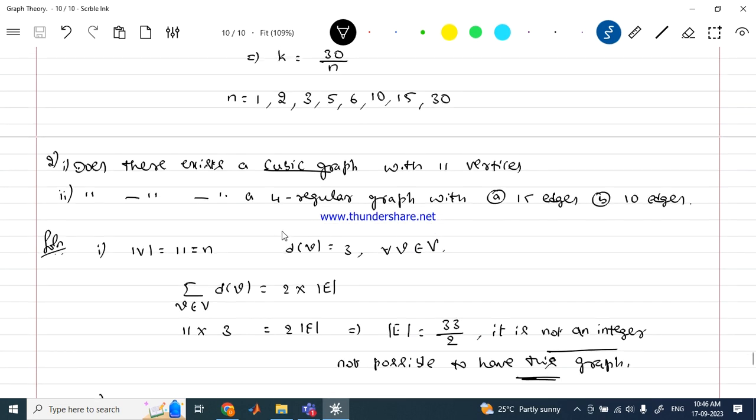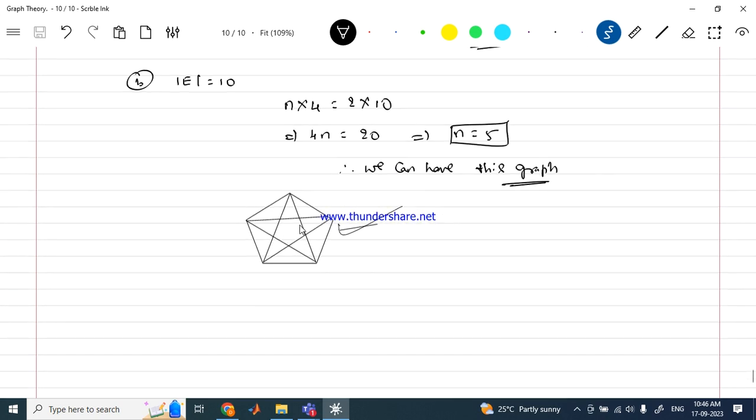So these 2 questions are very important. Along with that, we have one more question on degree. Let me take up that. Yes, this is that graph. This is the problem.